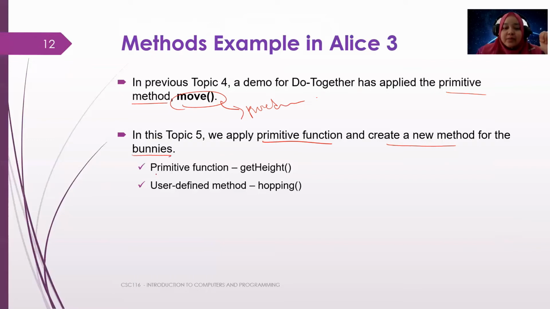For example, we have the primitive function get height, and a user defined method, which is hopping. It means hopping is a new method created by the programmer. Who is the programmer? The programmer who uses the Alice software.